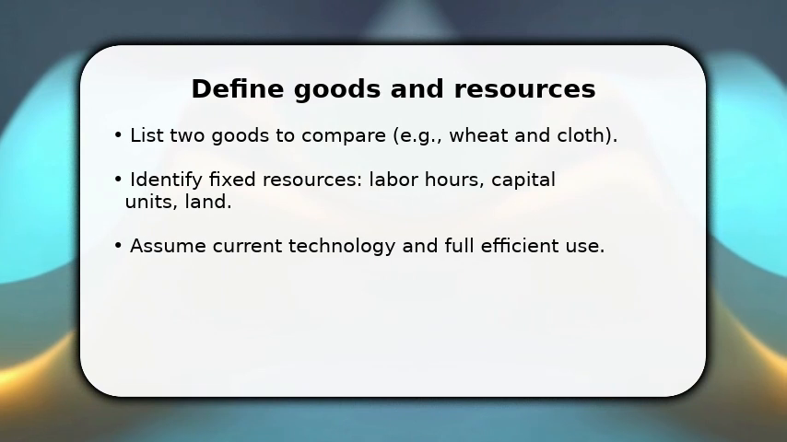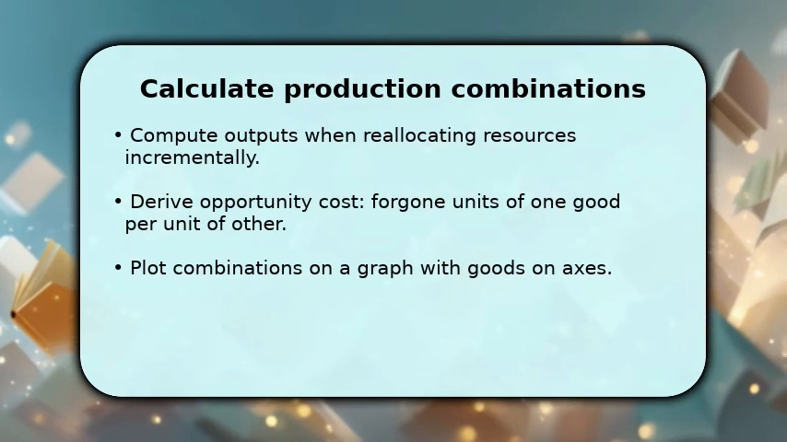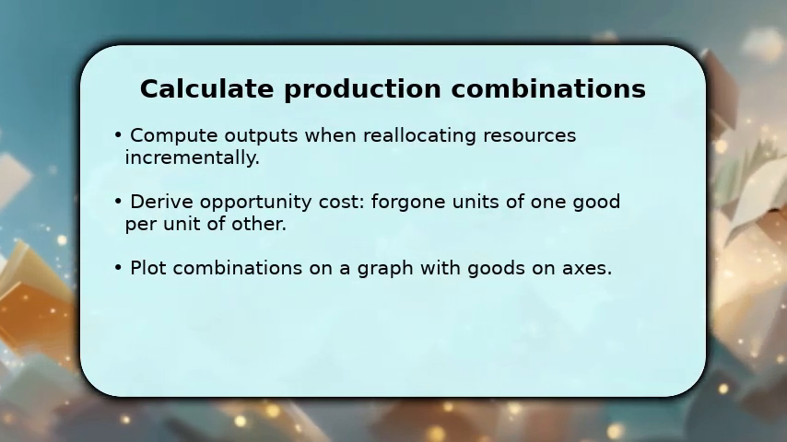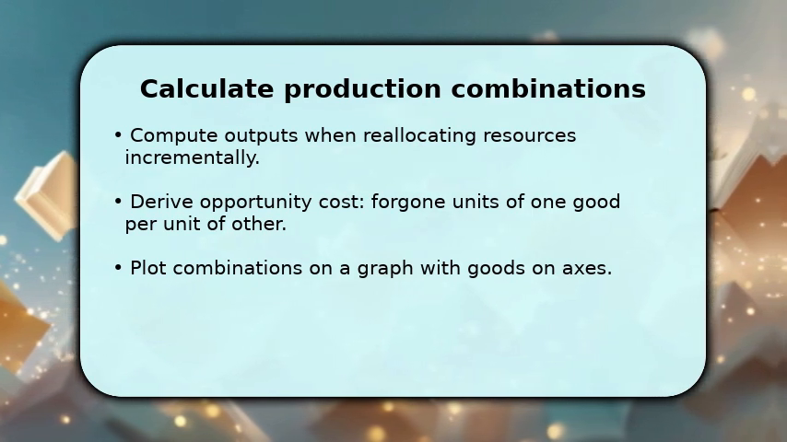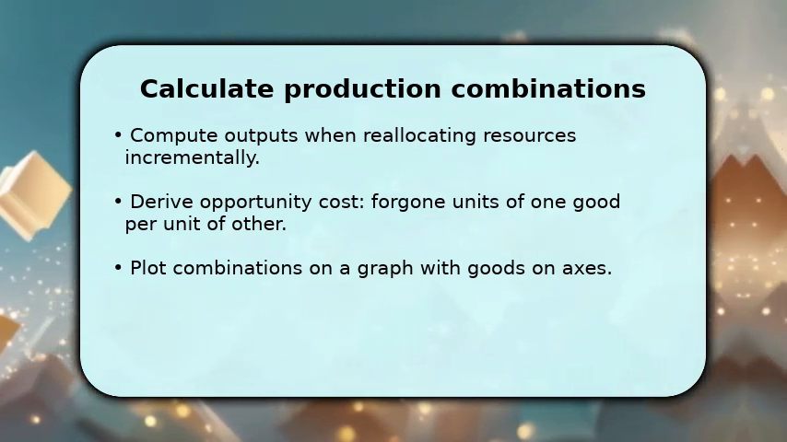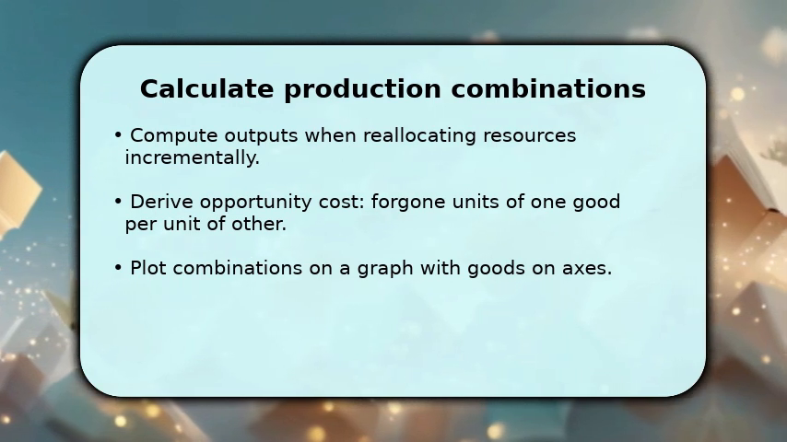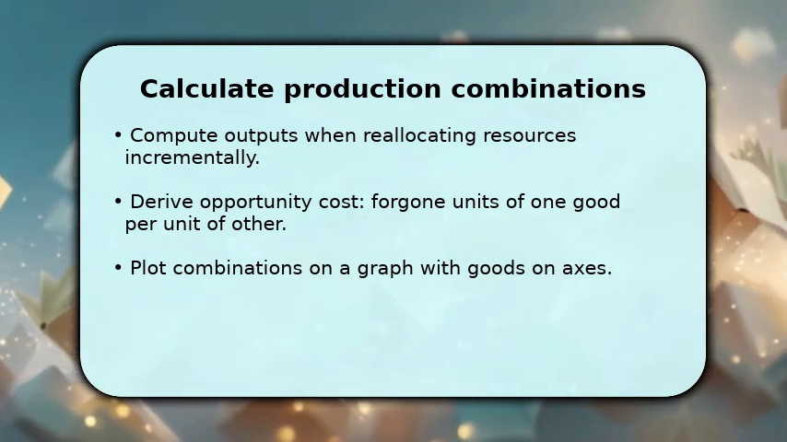Now, work through reallocation step by step. Move small resource chunks from good A to good B and compute resulting outputs. For each reallocation, calculate the opportunity cost, how many units of A you give up to gain 1 unit of B, and record it in a table.